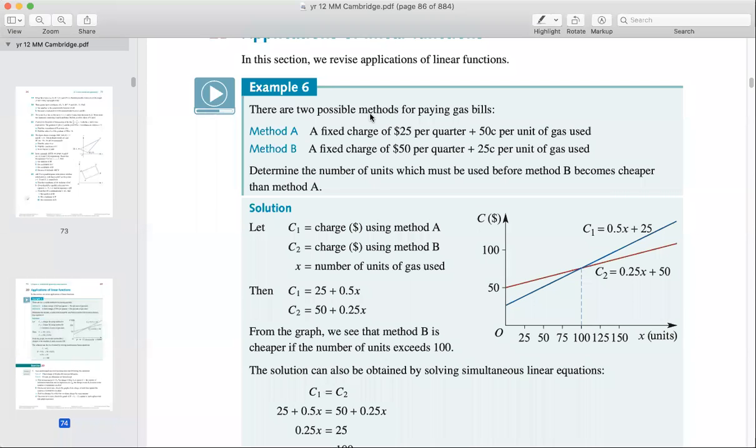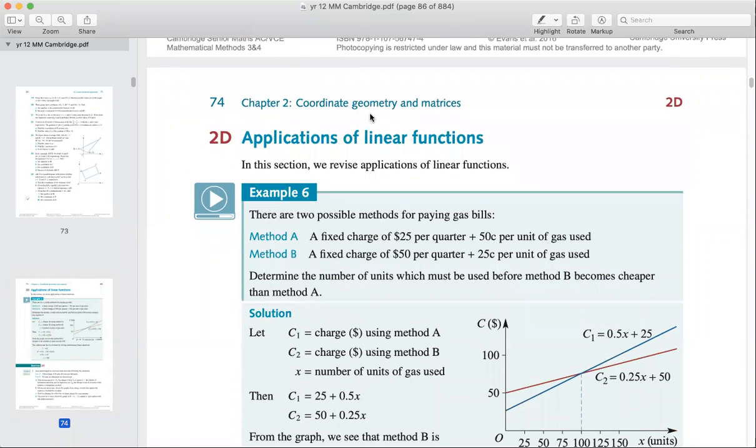Hi guys, welcome back. Today we are trying to cover the application of linear functions. It's pretty useful in our daily life. Let's imagine you paying the gas bills. First, plan A, we call it method A: it charges $25 per quarter plus 50 cents per unit of gas you use. And method B is $50 per quarter, but only plus 25 cents per unit of gas you use.